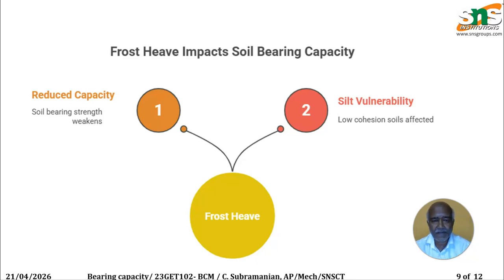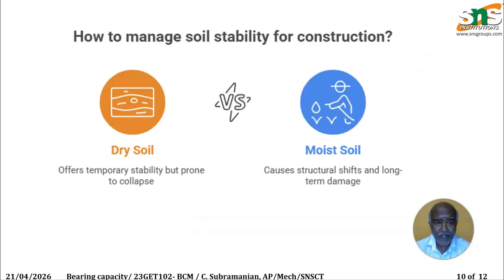Frost impacts soil capacity. It reduces the capacity of the soil, causing bearing weaknesses and also slip vulnerability. Between dry soil and moist soil, dry soil offers temporary stability but is prone to collapse, whereas moist soil causes structural shifts and long-term damage.